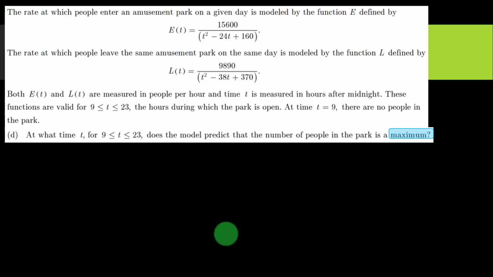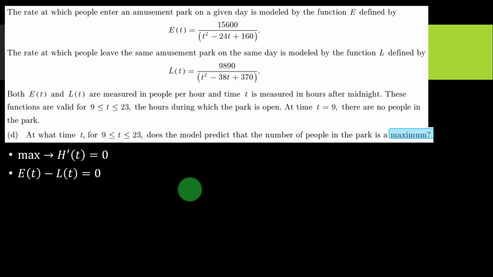Alright, D. At what time between 9 and 23 does the model predict that the number of people in the park is at a maximum? Alright, we know max means take the derivative and set it equal to 0. And we just figured out that h prime of t is equal to E of t minus L of t, rate in minus rate out. So it's where the rate in and the rate out are equal.